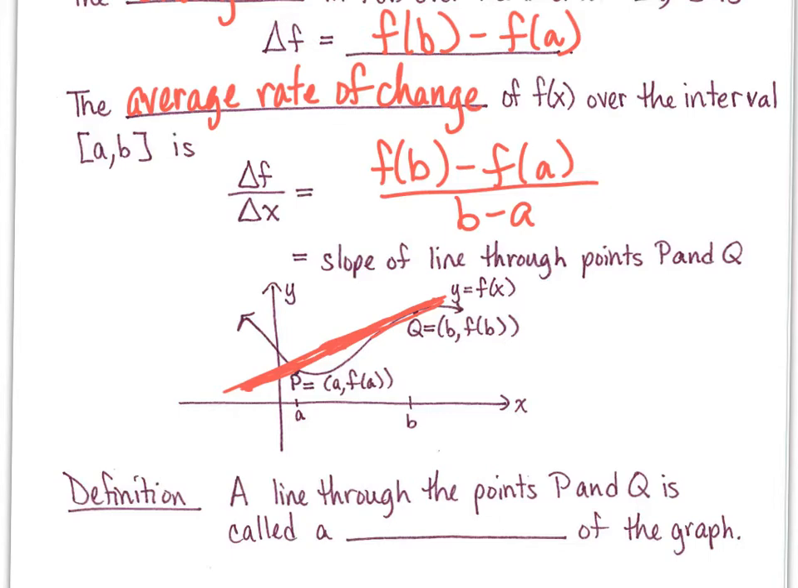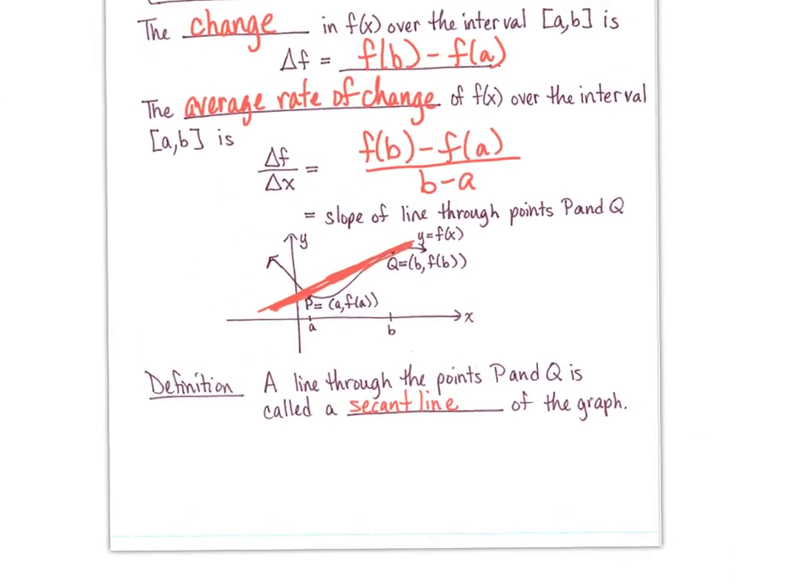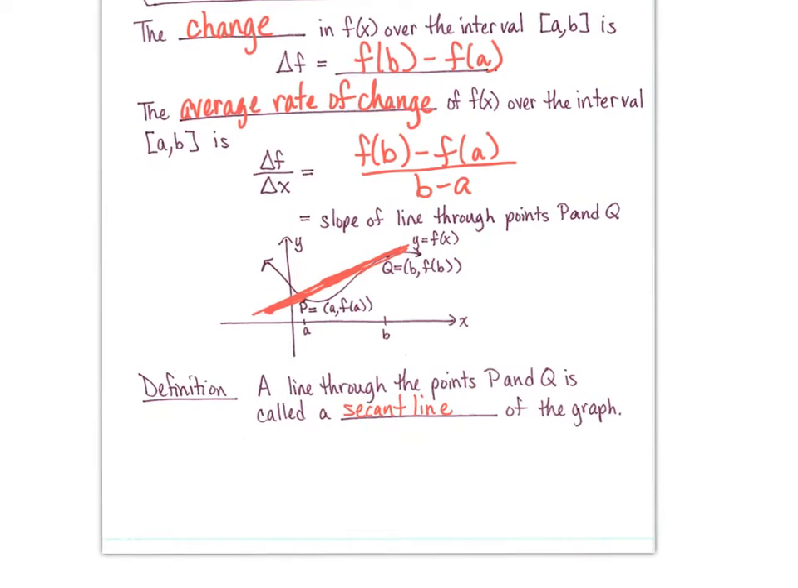A definition: a line through the points P and Q is called a secant line of the graph. Notice that secant is derived from the Latin word secans, which means cutting. So it makes sense that it cuts through 2 points. So you have the idea of average rate of change, which is the slope of the line through the points P and Q, and then you have the secant line, which is the line through the points P and Q.